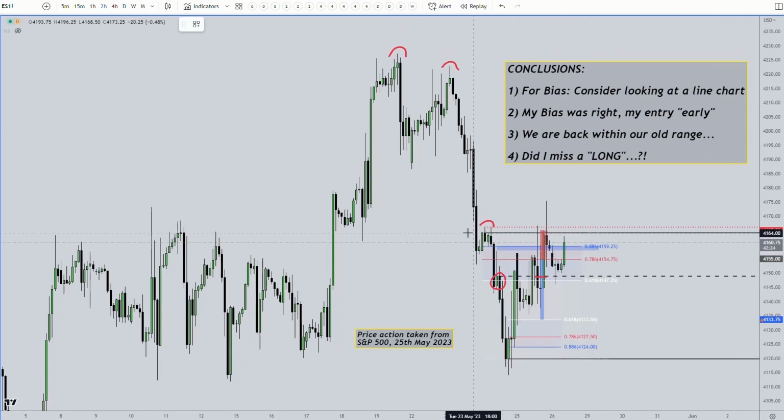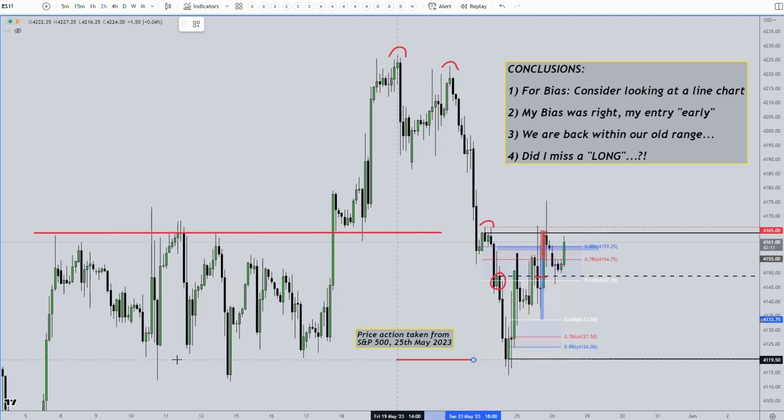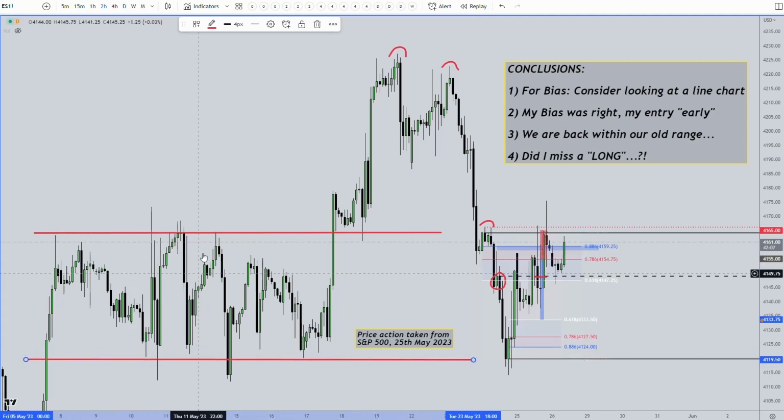Let me just stretch out this range high to the left, and you see that exactly the same levels did keep us squeezed in before we had this potential question mark fake out or breakout, and now we are back within exactly this range.